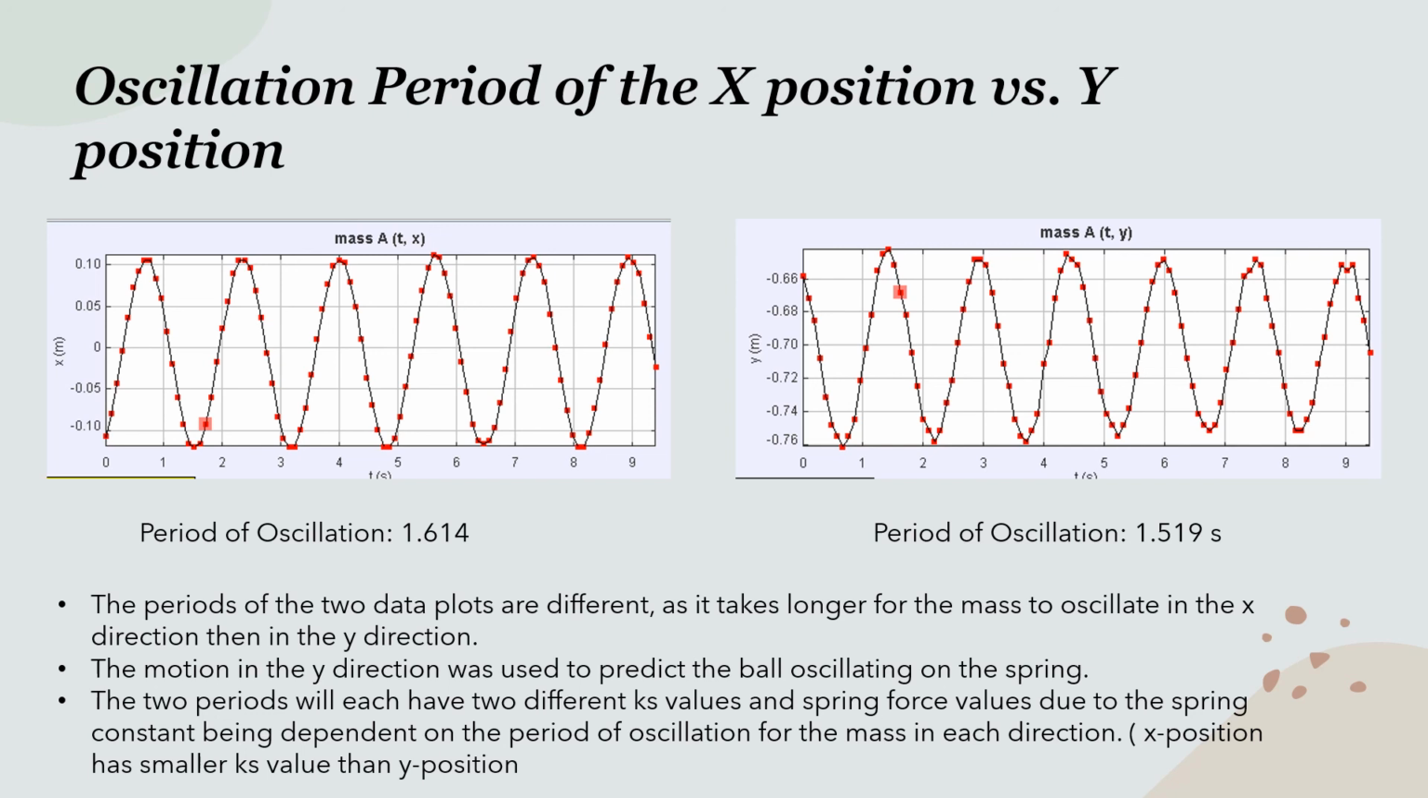The motion in the y direction was used to predict the ball oscillating in the spring, and the two periods will each have two different Ks values and spring forces due to correlation, and the x position will have a smaller Ks value than the y value.